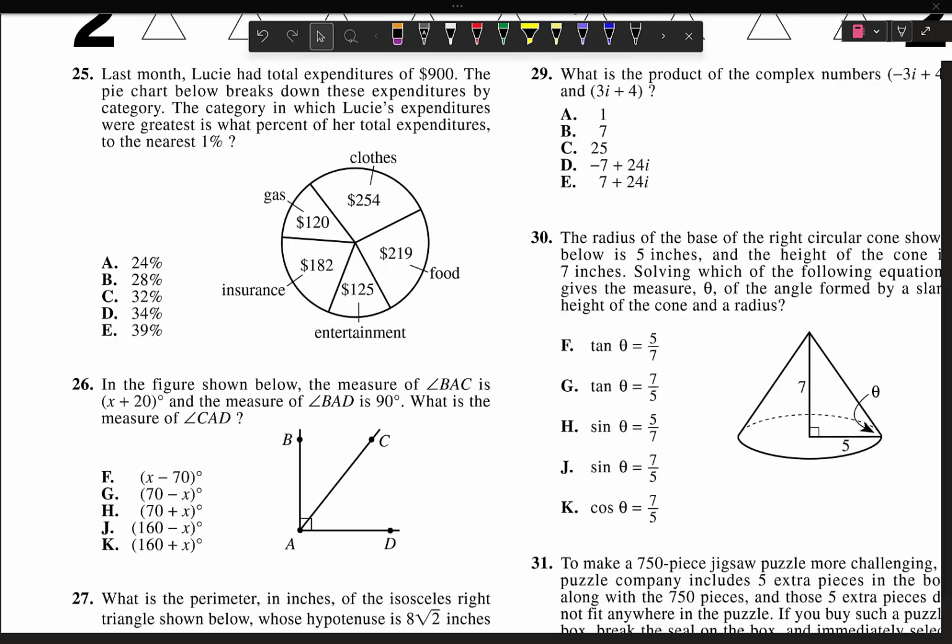25. Last month, Lucy had total expenditures of $900. The pie chart below breaks down these expenditures by category. The category in which Lucy's expenditures were greatest is what percent of her total expenditures, to the nearest 1%?